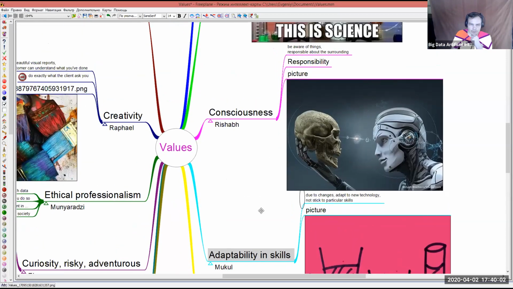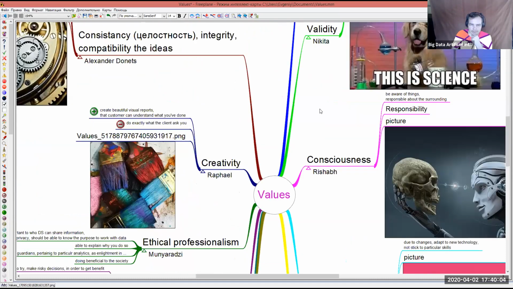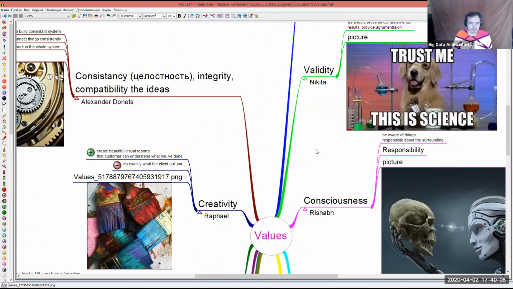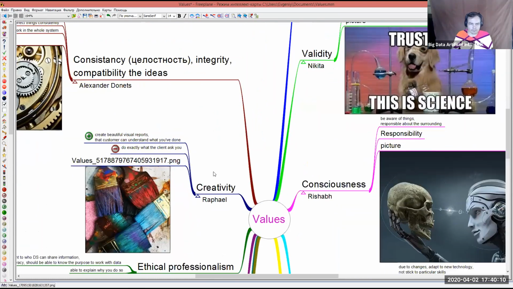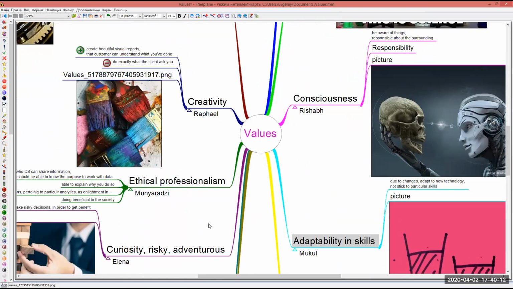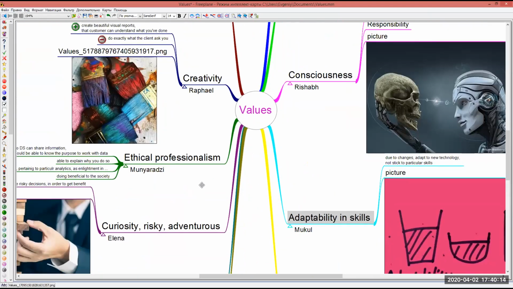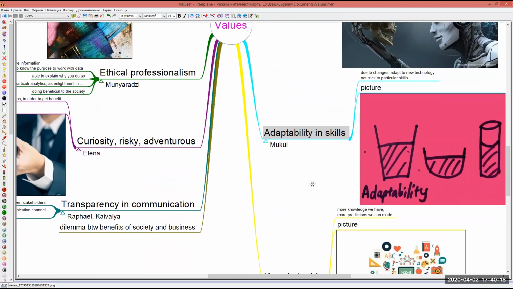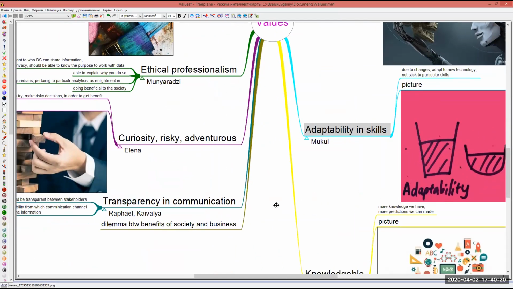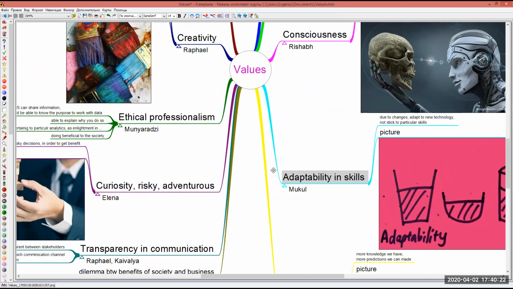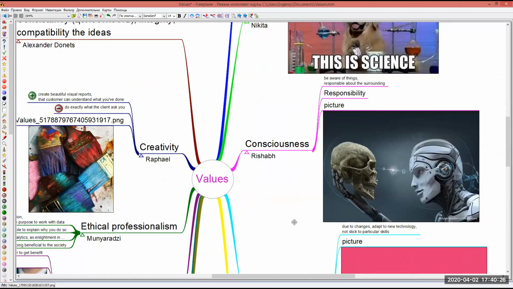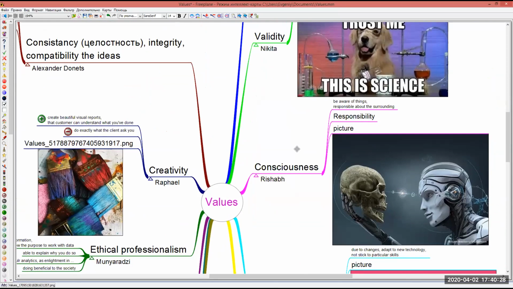Is the picture complete? How do you think? I think yes, because we can discuss a lot about the values, but I think these values are the most important for any data scientists, or not only data scientists, because these values are just in general about humanity.